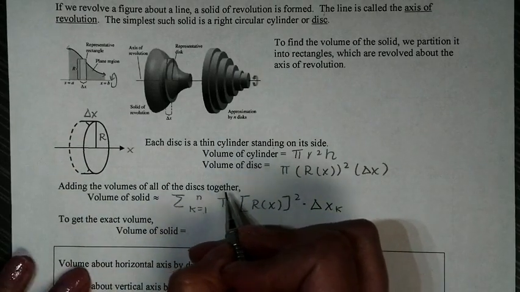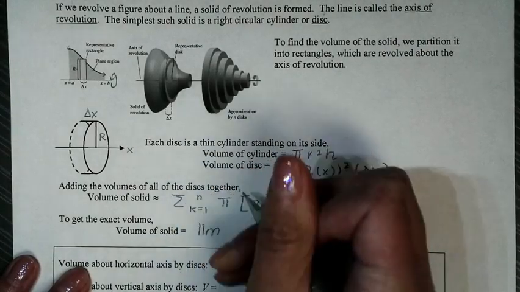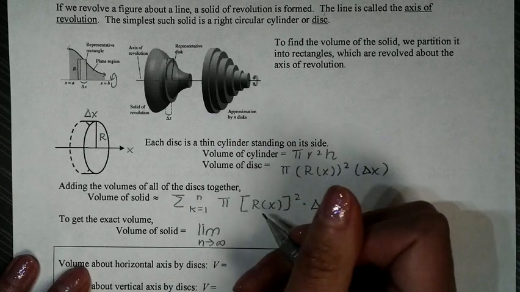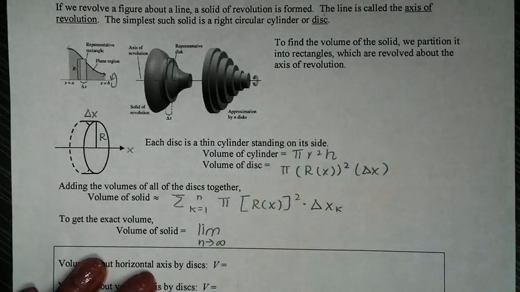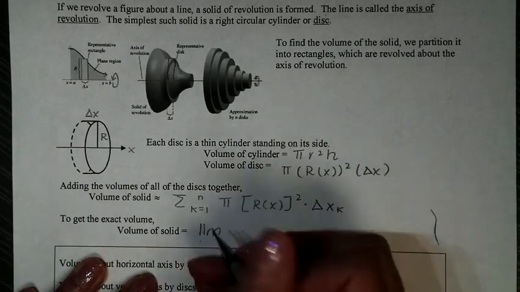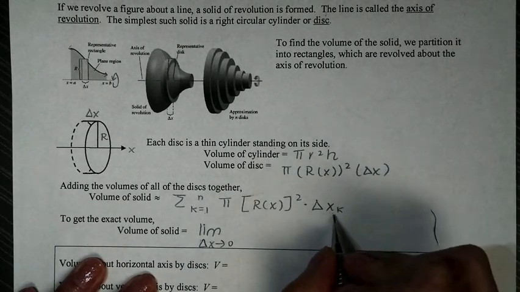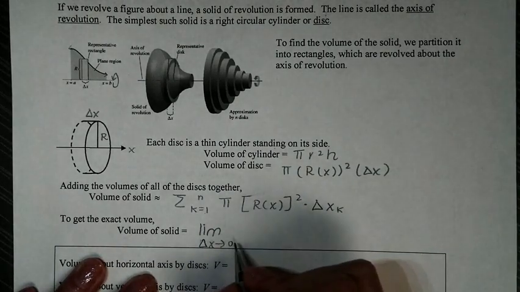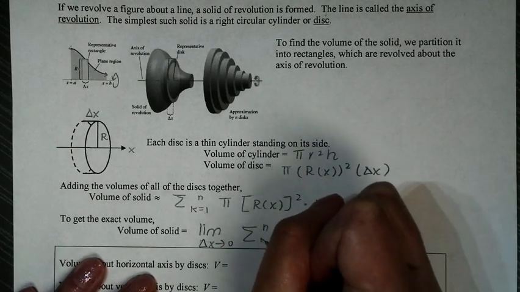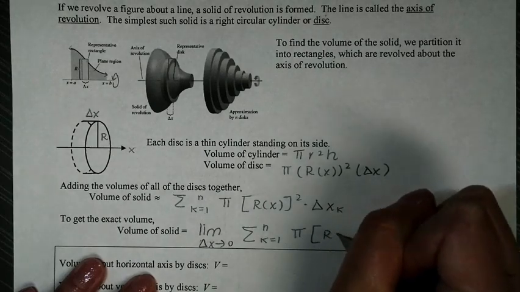To get the exact volume, we take the limit as n approaches infinity. Another way is to take the limit as delta x approaches 0, meaning the slice is so thin that you can barely see it. Either one would work, by the way, in case you are wondering. So this is what you have.